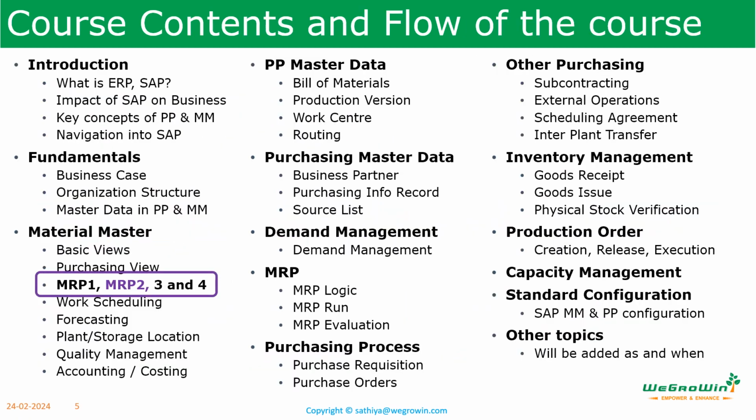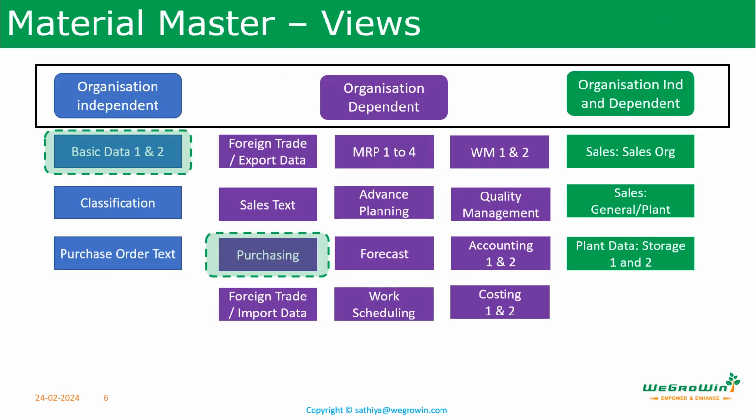We continue the course with a discussion on the MRP2 view. So far, we created basic data 1 and basic data 2. They are organization independent. And then we created purchasing view, that is the plant specific parameter. And then we created MRP1 view, that is the plant specific and storage location specific. Now we are going to create MRP2, that is also plant specific and storage location specific.